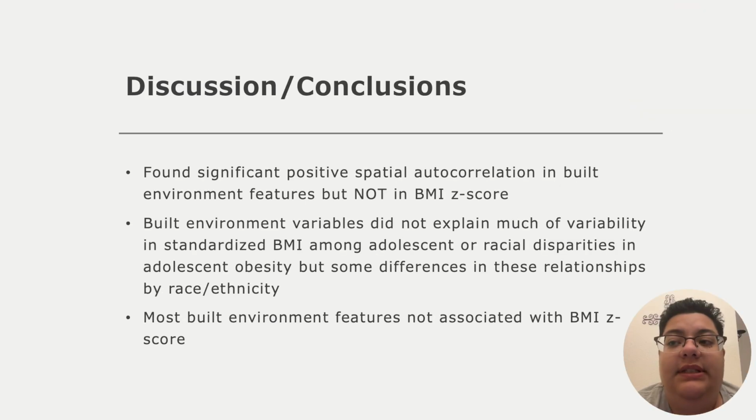Some conclusions of this study are that the authors found significant positive spatial autocorrelation in built environment features, but not in BMI z-score. The built environment variables did not explain much of the variability in standardized BMI among adolescents or racial disparities in adolescent obesity, but there are some differences in these relationships by race ethnicity, and most built environment features were not associated with BMI z-scores.